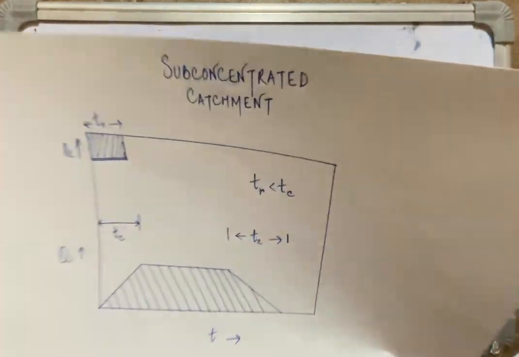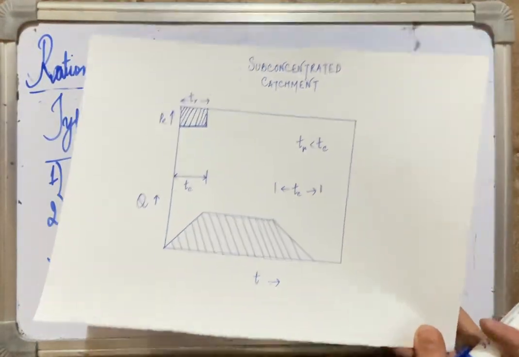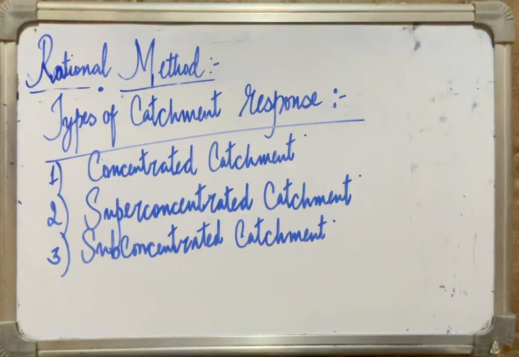So in this type of sub-concentrated catchment response, the rainfall duration is shorter than the time of concentration, and the flow at the outlet does not reach its equilibrium state. After the rainfall has stopped, the flow will gradually recede to zero. So this was about the types of catchment response: the concentrated, the sub-concentrated, and the super-concentrated.